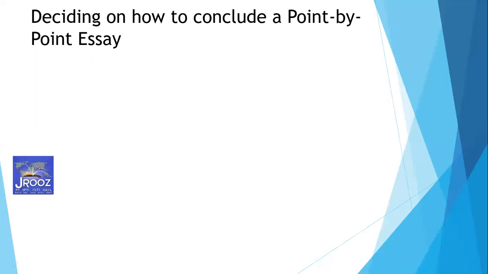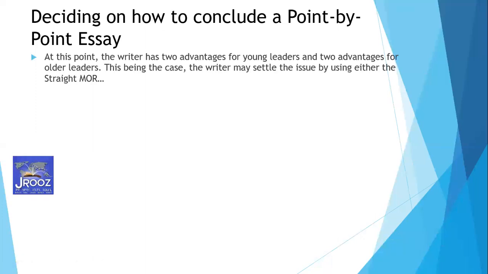Deciding on how to conclude a point by point test. At this point, the writer has two advantages for young leaders and two advantages for older leaders. This being the case, the writer may settle the issue by using either the straight MOR. So the straight middle of the road is what we now know as a coexist, guys.